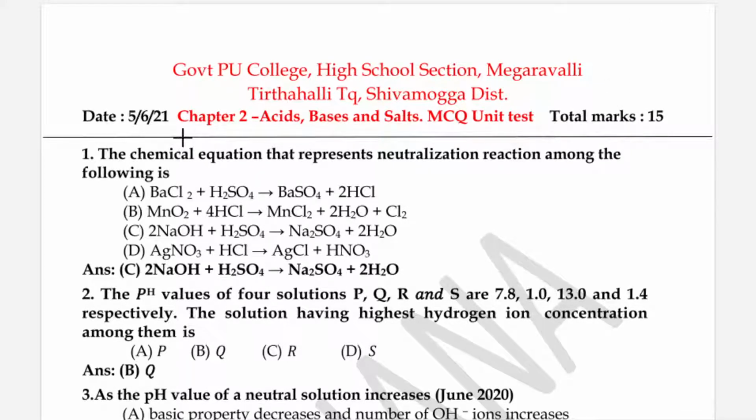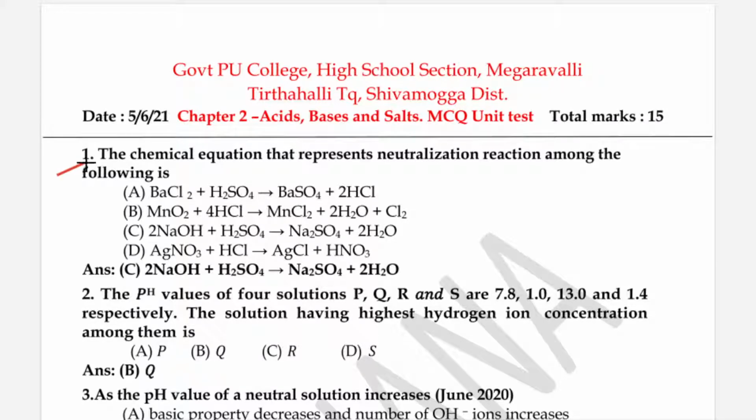Dear students, in this session, let us come to know some multiple choice questions of chapter Acids, Bases and Salts and Metals and Nonmetals of class 10 Science.